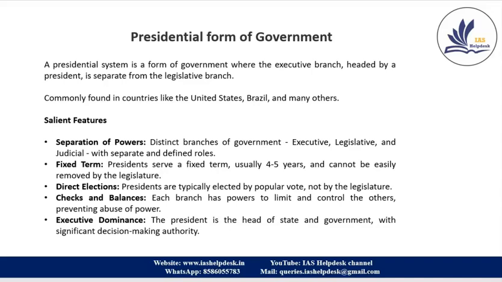So here the executive can veto acts by the legislature. It can veto also. So the president has a fixed term. That is, the president serves a fixed term, usually 4 to 5 years, and cannot be easily removed by the legislature. Whereas we saw in parliament that the prime minister, the head of the government, can be removed. That it has no fixed term kind of concept.